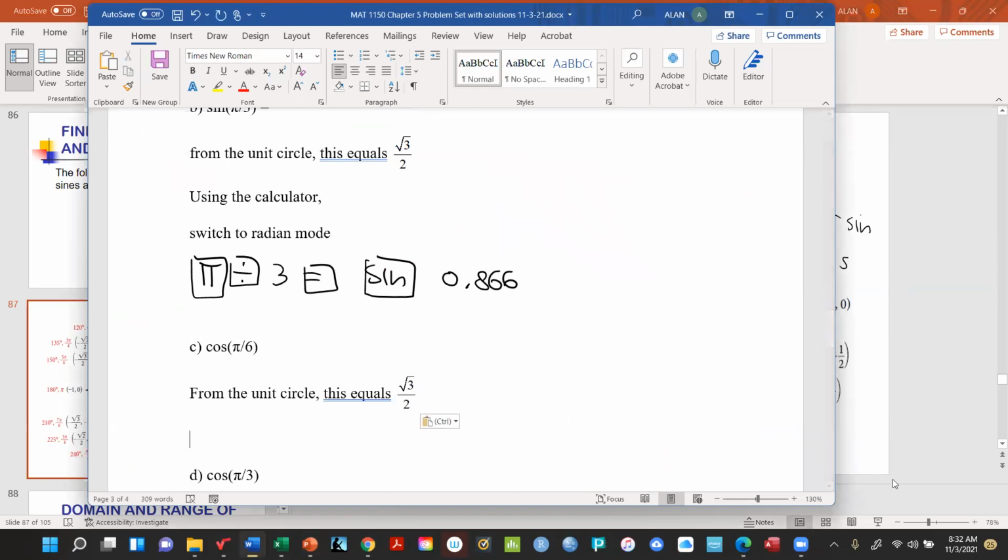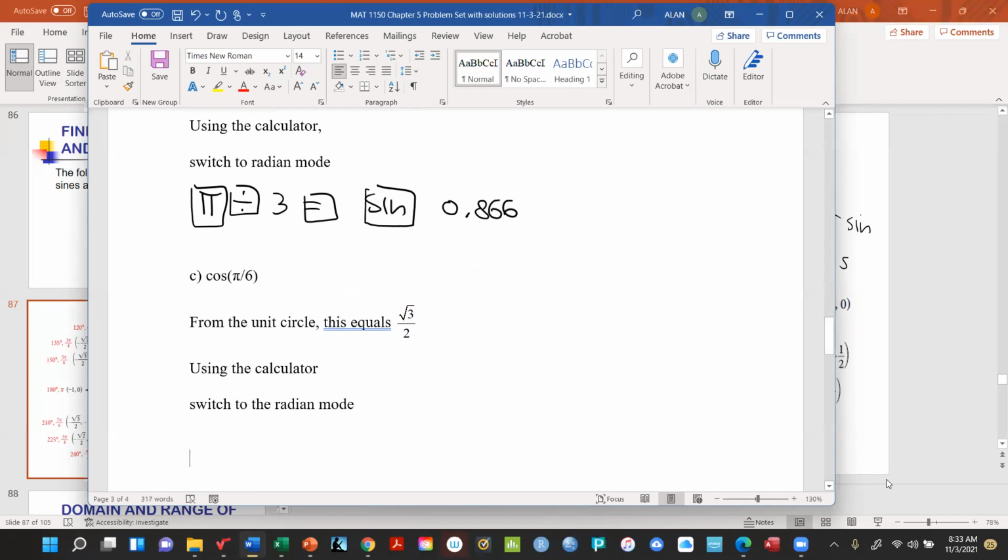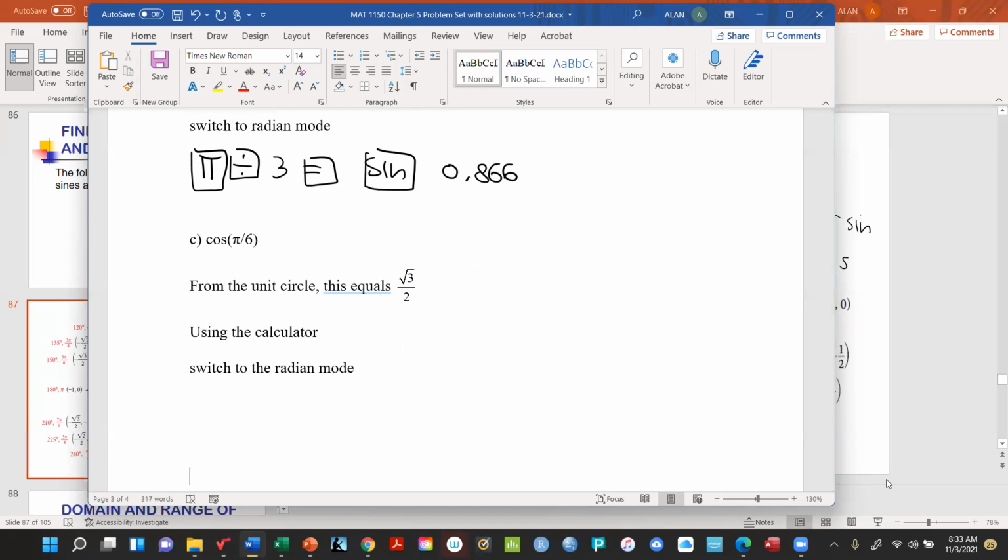Okay, but if you're going to use the calculator, of course, switch to the radian mode. And then it's going to be almost identical, except, oh wait, sorry, this is pi over 6, but still, it's a similar setup: pi over 6 equals, and then do the cosine. And there you go, it's the same.